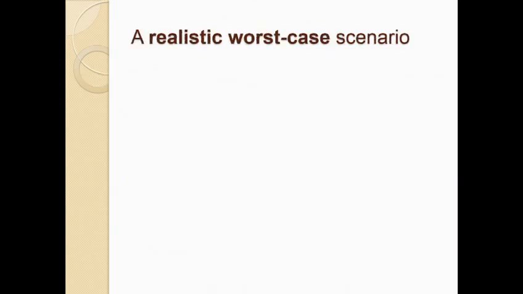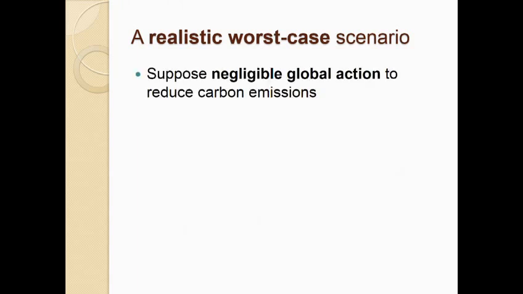So what we're looking for here is a realistic worst case scenario. Not a worst case scenario like an asteroid hitting the Earth, where we can't realistically plan for that. We need a realistic worst case scenario. So, defining that scenario, we're going to suppose that there is negligible global action to reduce carbon emissions. I would say that to date, we're probably on track for that scenario.